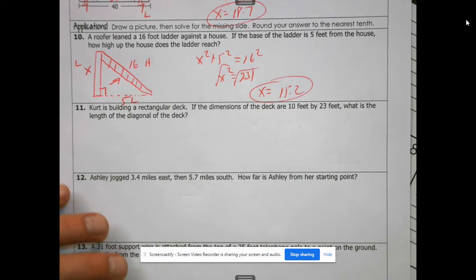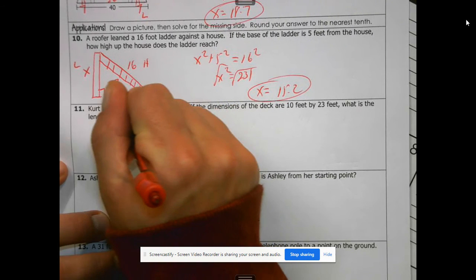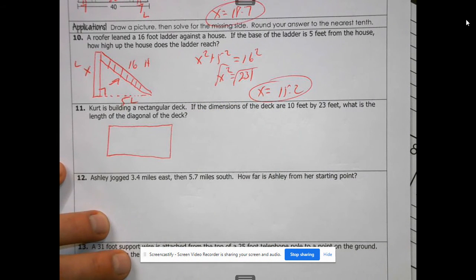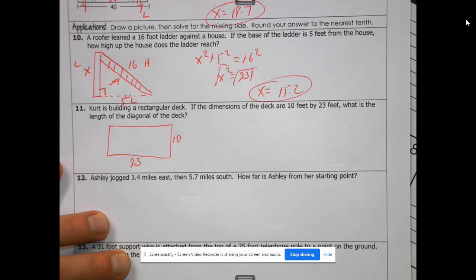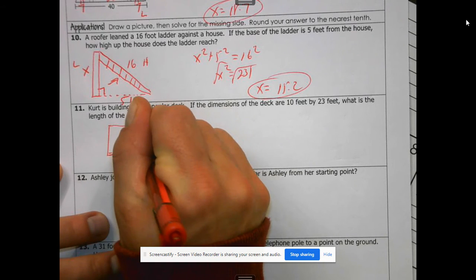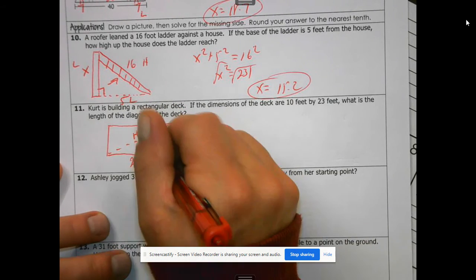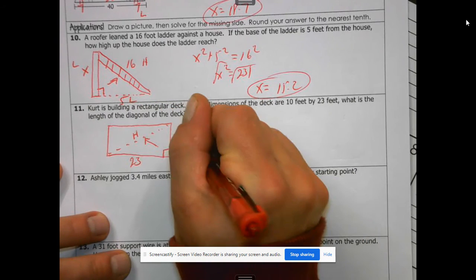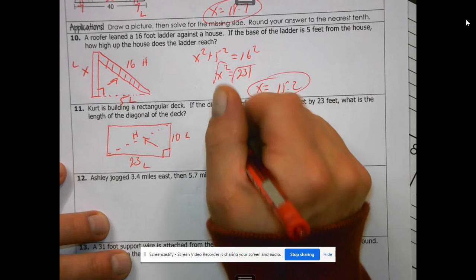Number 11, Kurt is building a rectangular deck. If the dimensions of the deck are 10 by 23, what is the length of the diagonal of the deck? I don't know that. Call it H. The piece across the 90 is your hypotenuse. 10 is a leg, 23 is a leg. So you're missing the hypotenuse this time.